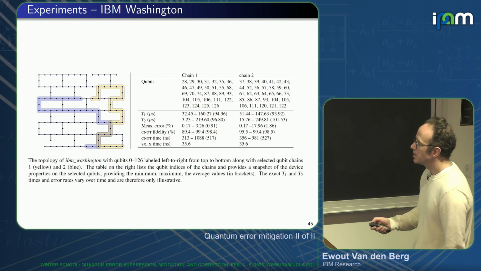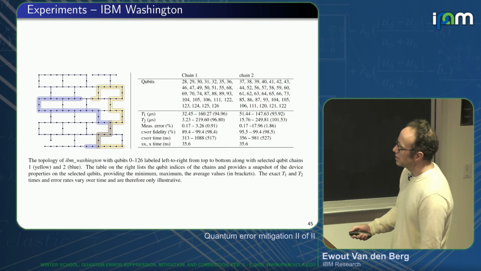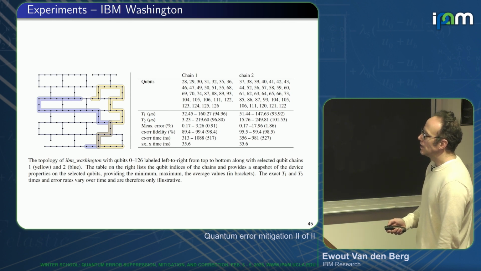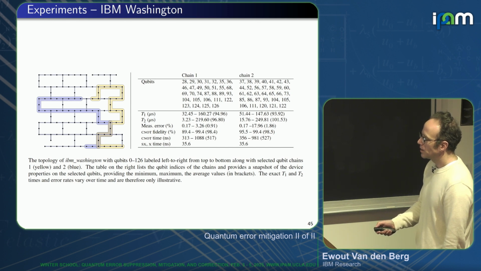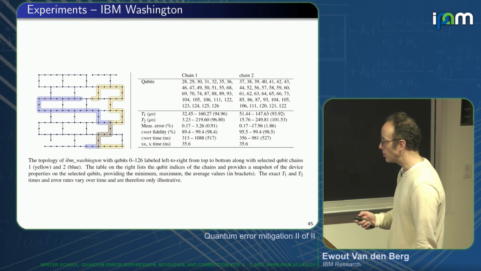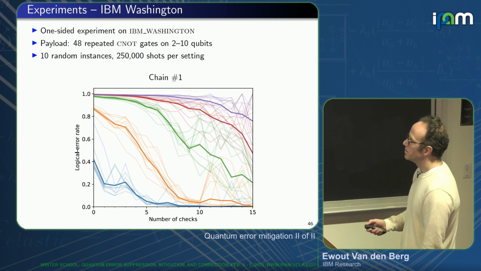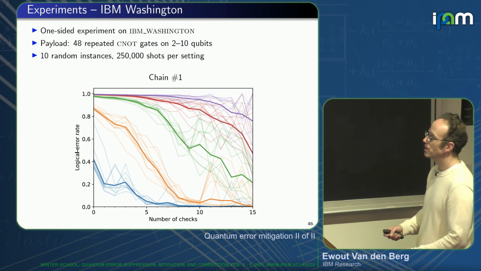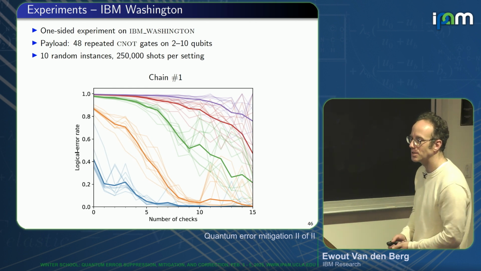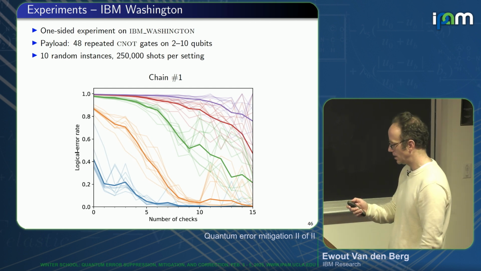Then some experiments. This is on the device called IBM Washington. We just chose some lines of qubits, and there's some statistics, some information there of the T1 and T2, etc. Then we're just going to use those lines of qubits to apply these Pauli checks. So this is just a one-sided experiment. The payload is very simple. We just repeat CNOTs on certain gates 48 times, so it's not really a useful circuit, but we know what the outcome should be.